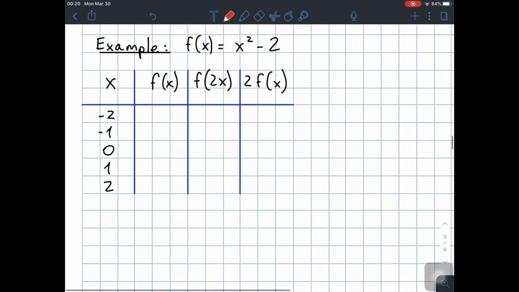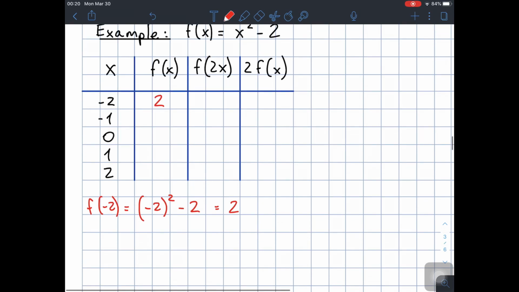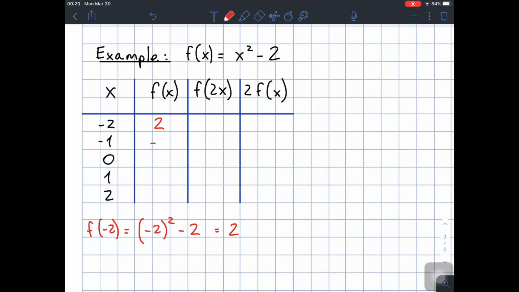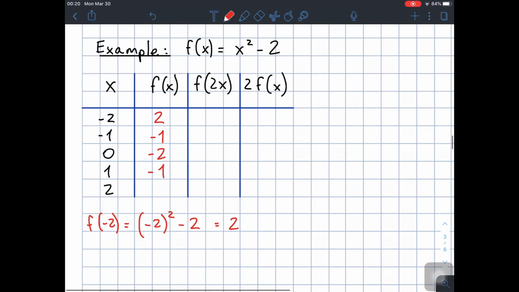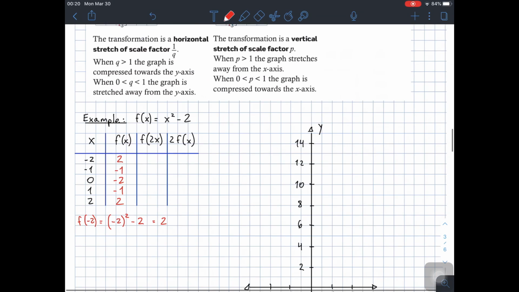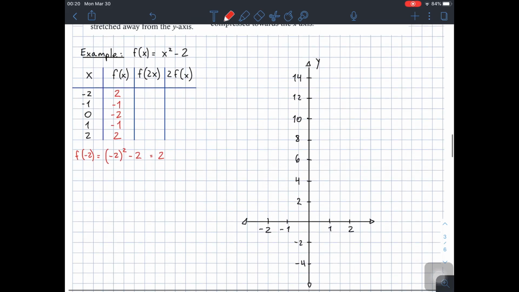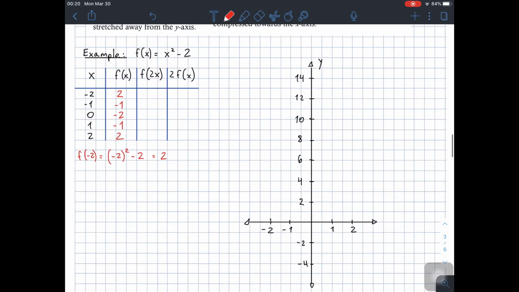Okay, so f of minus 2. F of minus 2 in this case would be, pay attention with the parentheses, minus 2 squared minus 2. And this gives us 4 minus 2, 2. So this is 2. Then for negative 1, this would be 1 minus 2, which is negative 1. For 0, this is negative 2. For 1, this is negative 1 again. And for 2, this would be 2 squared, 4 minus 2, 2 again. Okay? So we can plot these points in our graph to get their first graph.